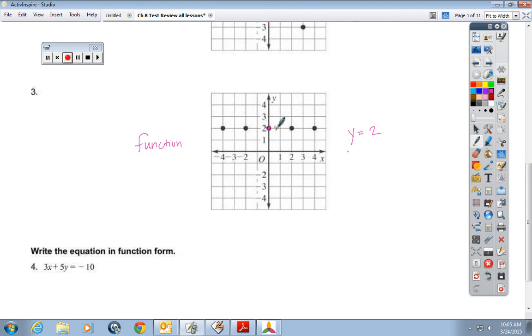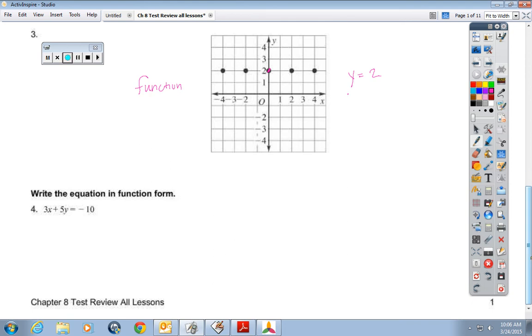Now number 4, it says write the equation in function form. When we write in function form, that's the same thing as slope-intercept form. That means get y by itself. It doesn't tell us to do anything else. We don't have to graph it. We're not identifying the intercepts or anything like that. We are just writing this in function form.